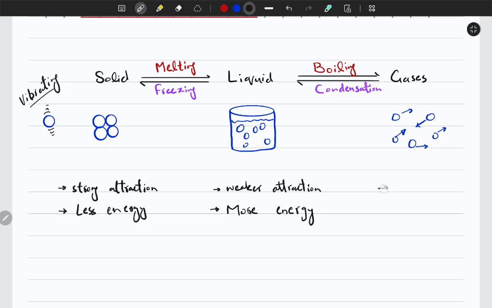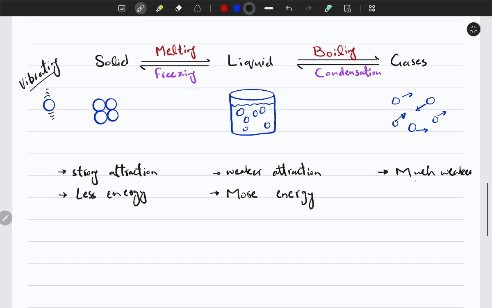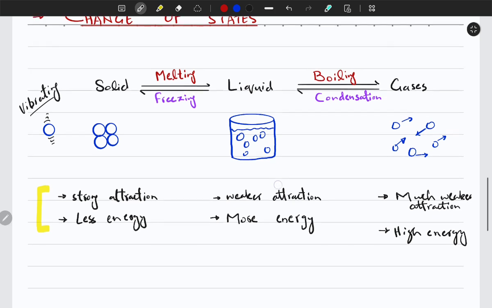In terms of gases, they have much weaker attraction, and they have very high energy. That's why they are randomly moving here and there with high speed. So if you look at these 2 points right here, now what do we need to do?